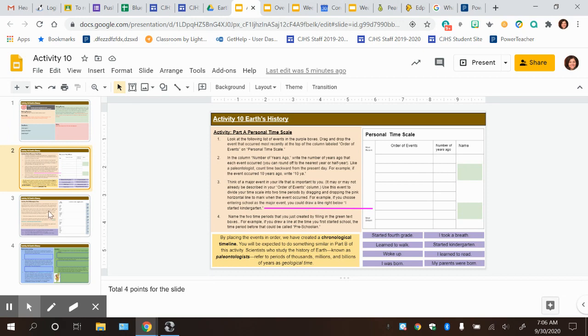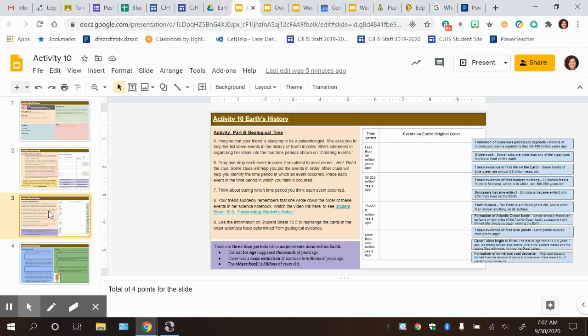So we're going to continue on. This is part B of the activity, and we're going to find the order of events of some big things that happened in Earth's history. And so step 5 right here, it says, imagine that your friend is studying to be a paleontologist. She asks you to help her list some events in history of Earth's in order. She's interested in organizing her ideas into 4 time periods shown on ordering events.